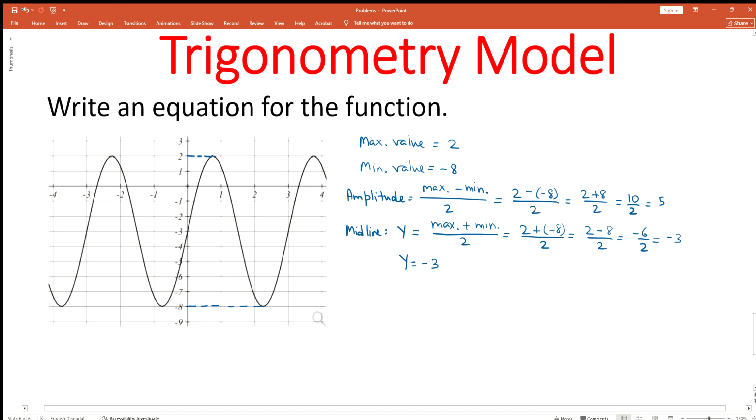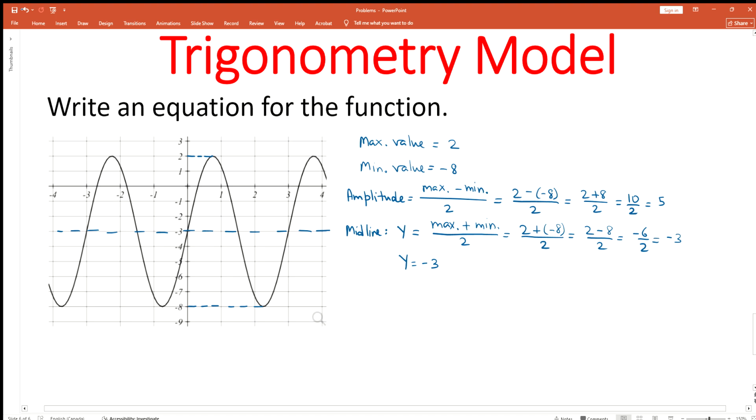Now we can write the equation for this function. First, we should decide whether we should use sine function or cosine function to write the equation. For that, we should analyze this graph. The first step is to draw the midline. We draw the horizontal line that passes through -3 on the vertical axis. As you can see, this midline passes through the curve on the vertical axis. That means we should use sine to write the equation for this function.